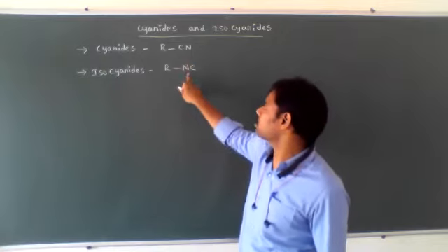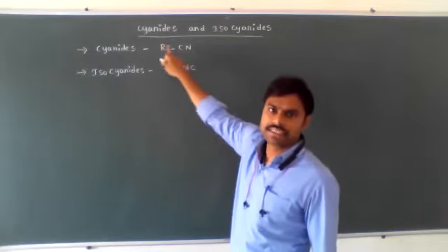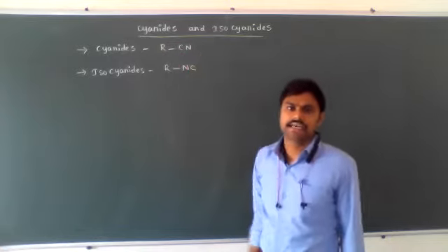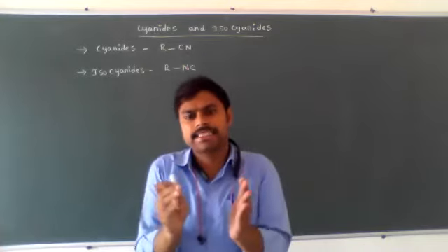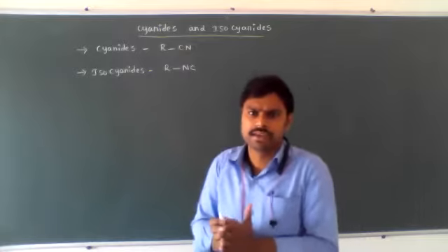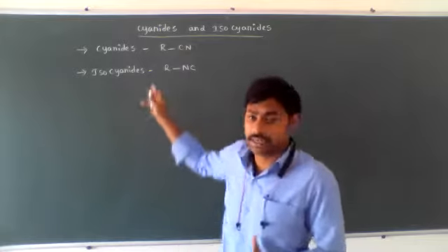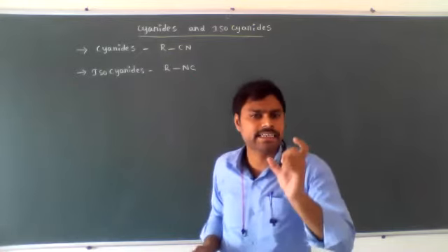Isocyanides, NC, nitrogen is connected with carbon. Here carbon is connected with another carbon. CN is called cyanides. NC are called isocyanides. What is the relation between both cyanides and isocyanides? Once you observe both general formulas, the molecular formulas are same, but the bonding connectivity is different.